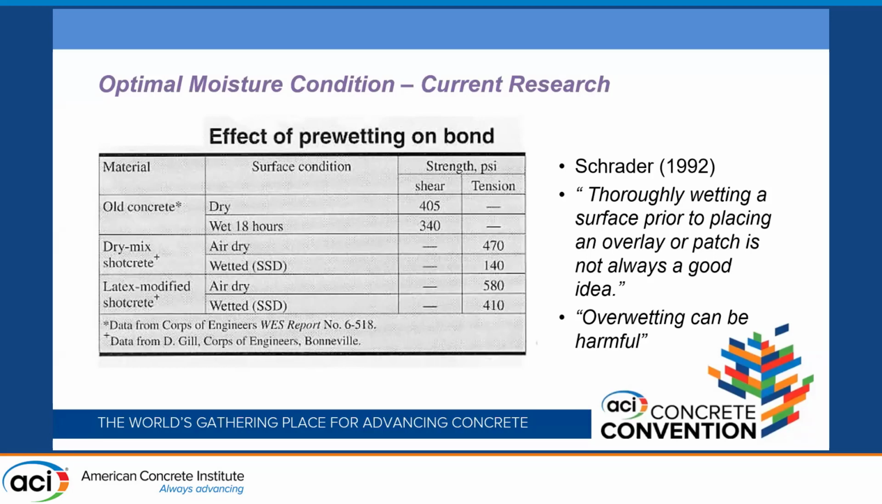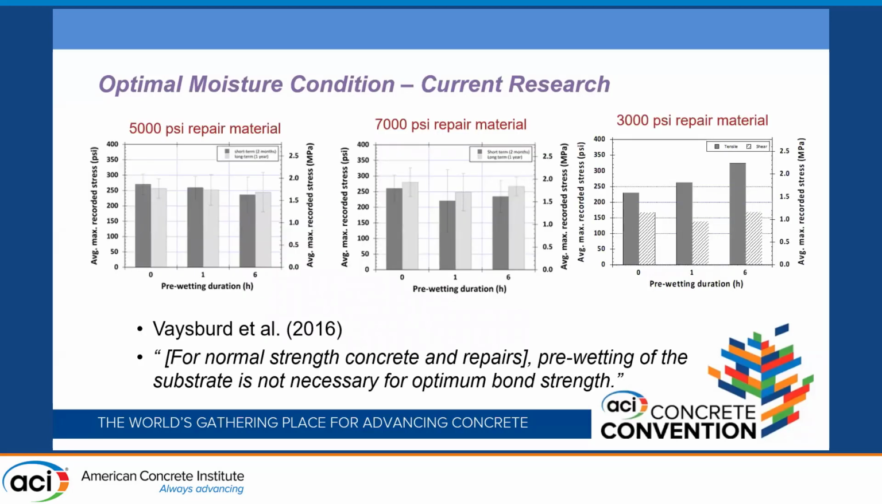The last article I mention here is by Weisberg and also Benoit, work for the U.S. Bureau of Reclamation, where they did a lot of research work. Here I just grabbed three figures about the bond strength of three different repair materials: 5,000, 7,000, and 3,000 psi. Under three conditions, as the bottom horizontal scale shows: a very dry surface, or one hour of wetting then air dry to SSD, and six hours of pre-wetting then air dry to SSD.